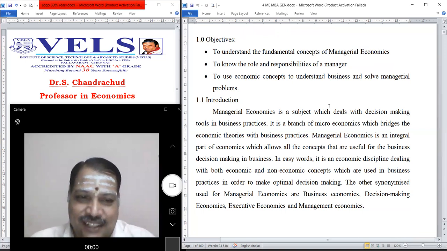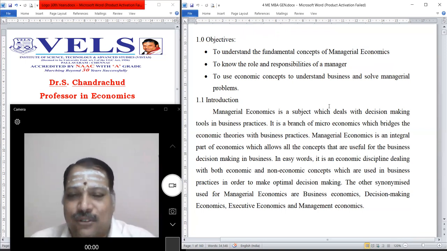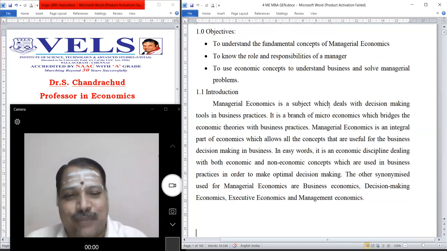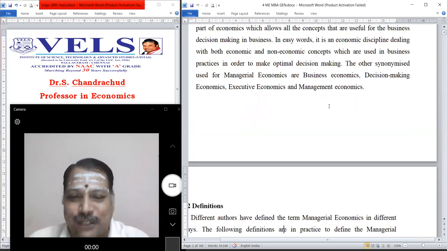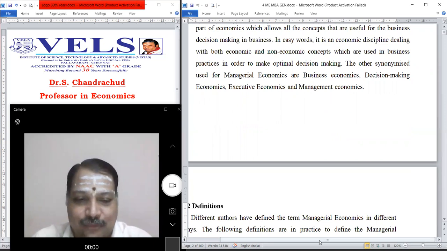The other synonymous names for managerial economics are business economics, or some people may call it decision making economics, executive economics. Normally, it is also called management economics. That is, this particular subject we are using for business decision making.